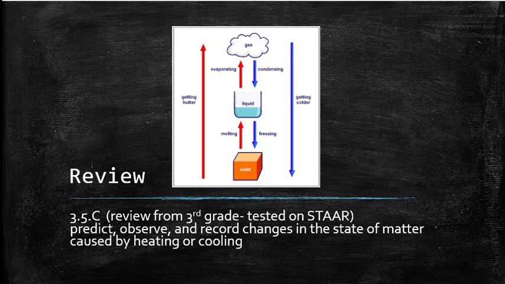And we start with a review of a 3rd grade skill because it is listed in reporting category 1 as a tested supporting standard. So we have a quick 2-day review over predicting, observing, and recording changes in the state of matter caused by heating or cooling. This would be a great time to really focus on spiraling in those process skills for designing and testing experiments.